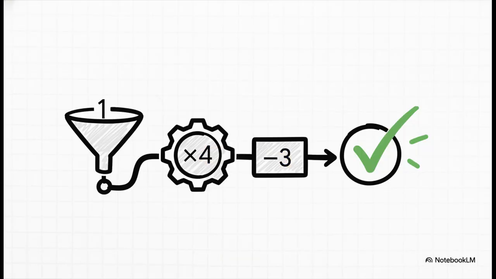You know, it's always a good idea to do a quick check, just to be sure. So let's test it out. For the very first term, n would be 1. So we plug that into our new formula. 4 times 1 is 4. Take away 3 is 1. And what was the first number in our sequence? It was 1. It works.